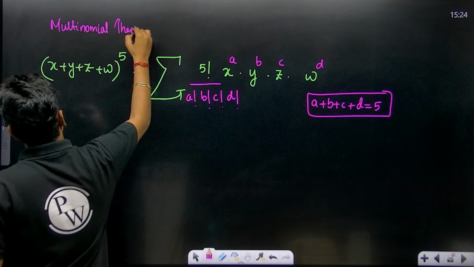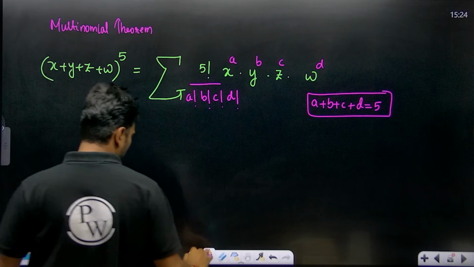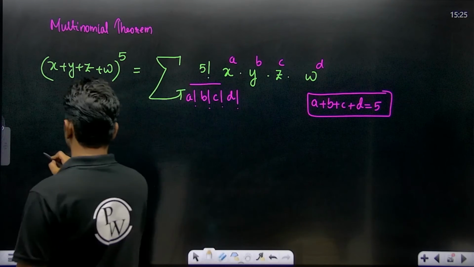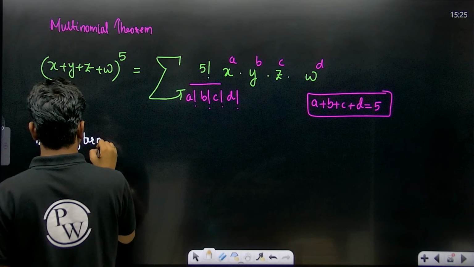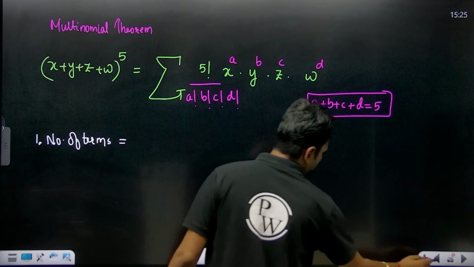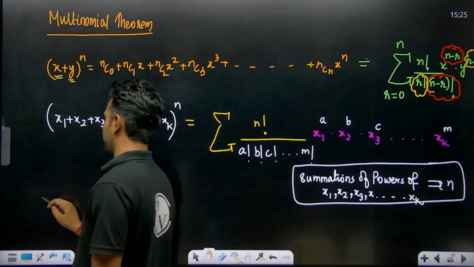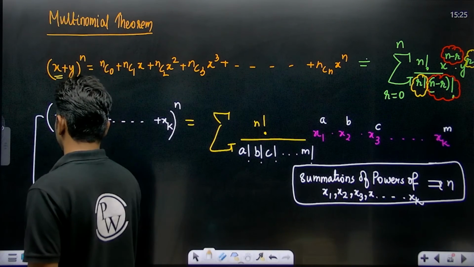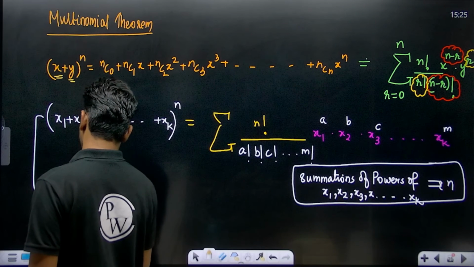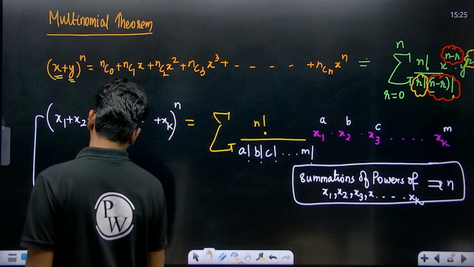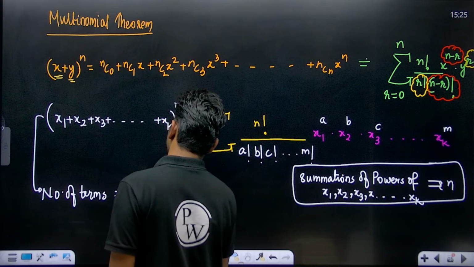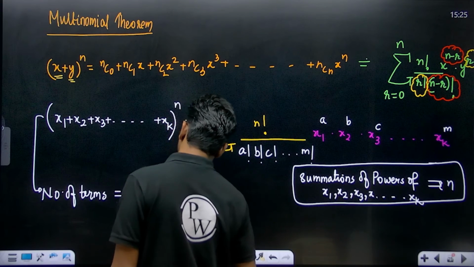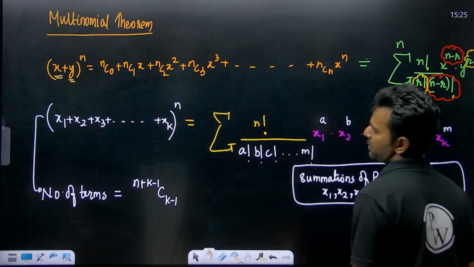Over here, let me tell you a few important points. Number 1, number of terms. Let me give you the formula over here. Number of terms in this particular thing is equal to how much? N plus k minus 1 c k minus 1.